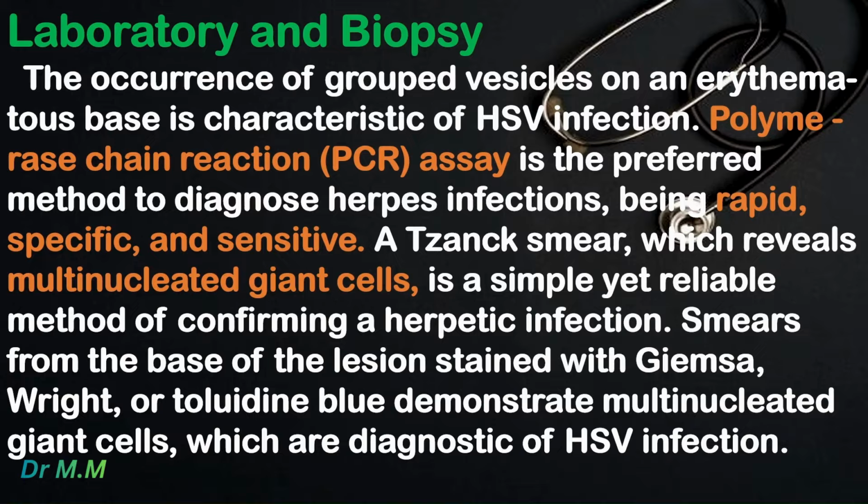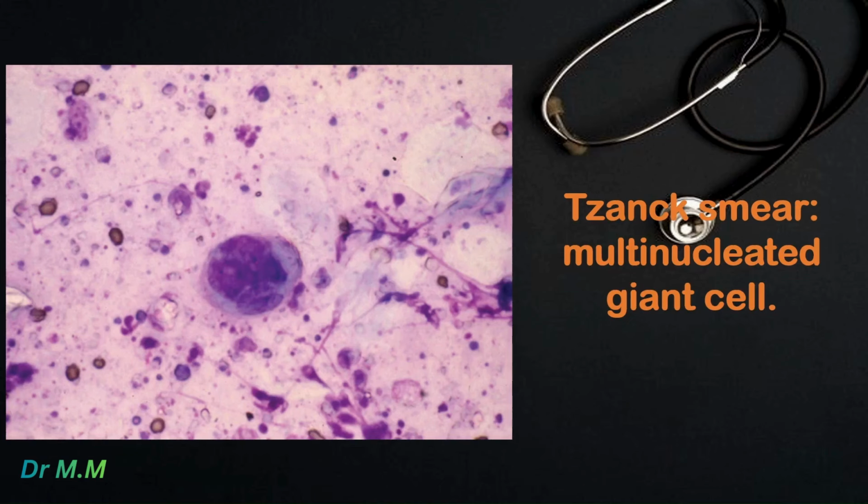A Tzanck smear, which reveals multinucleated giant cells, is a simple yet reliable method of confirming a herpetic infection. Smears from the base of the lesion stained with Giemsa, Wright, or Toluidine blue demonstrate multinucleated giant cells, which are diagnostic of HSV infection. Tzanck smear: multinucleated giant cell.